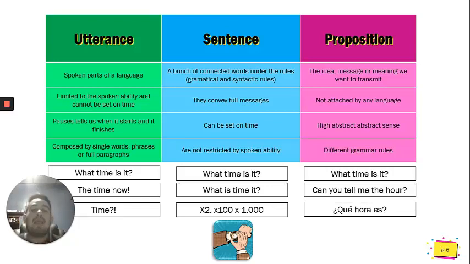Okay? And finally, we have the Spanish sentence, ¿qué hora es? And it follows the same proposition as those sentences above. It doesn't matter that it's from a different language because the idea, message, or meaning that I want to transmit is still the same. Okay.